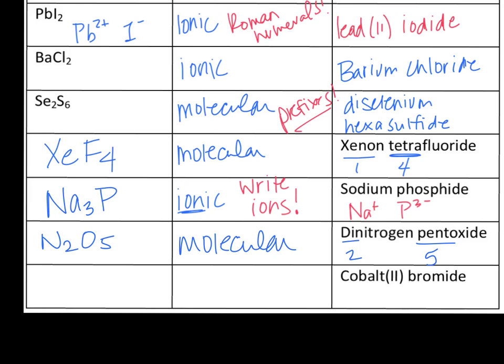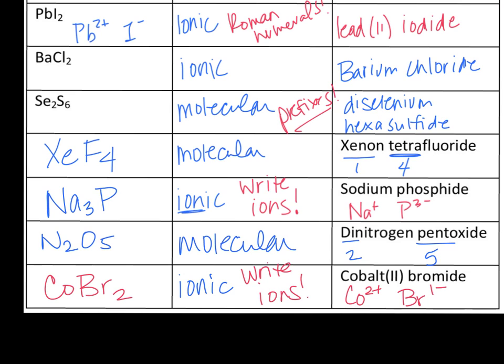And then the last one is cobalt 2 bromide, and that's going to be ionic because cobalt is a metal. And so we have to write the ions for this. And so cobalt 2, it's going to have a 2+ charge, and bromide is -1. And so when we write the formula for this, we would have CoBr2.